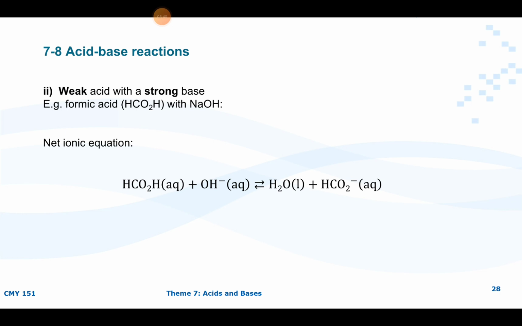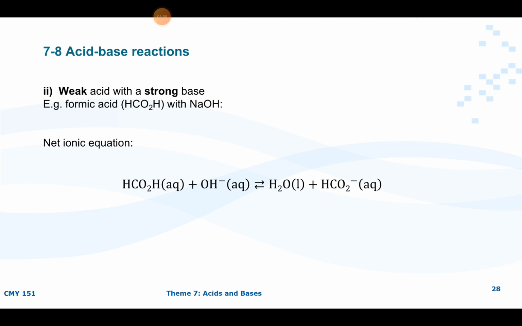Now, this is still an acid, this is still a base, so that means the acid will donate its proton, and the base will accept the proton. So the hydroxide becomes water, and our acid becomes its conjugate base when it gives up a proton. So that'll be our net ionic equation. Obviously, the complete ionic equation will have the sodium counterion as well.